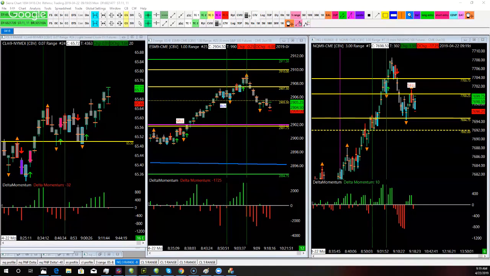CL looks like it's on rails. That's all I can say. And the last thing, when I was speaking to Derek about this, I was like, once it breaks, I would not short it. That's all there is to it. I don't care how good the short setup looks. That is a freaking lot of energy to have built over multiple days to go, I think that's a fadeable trade, right?